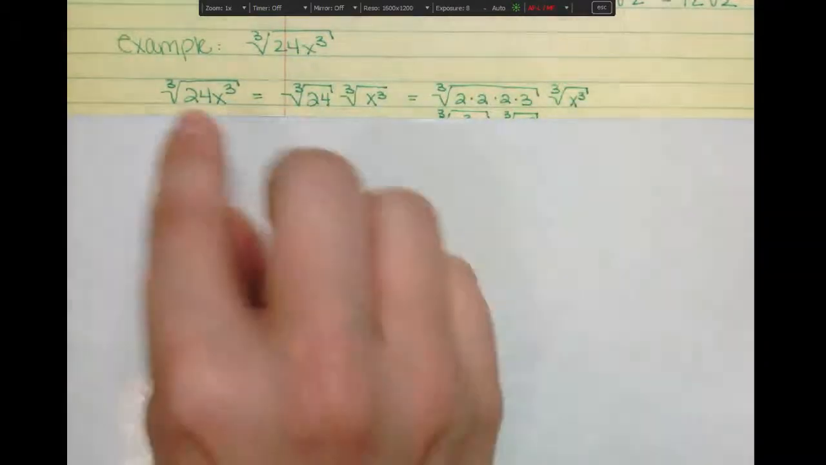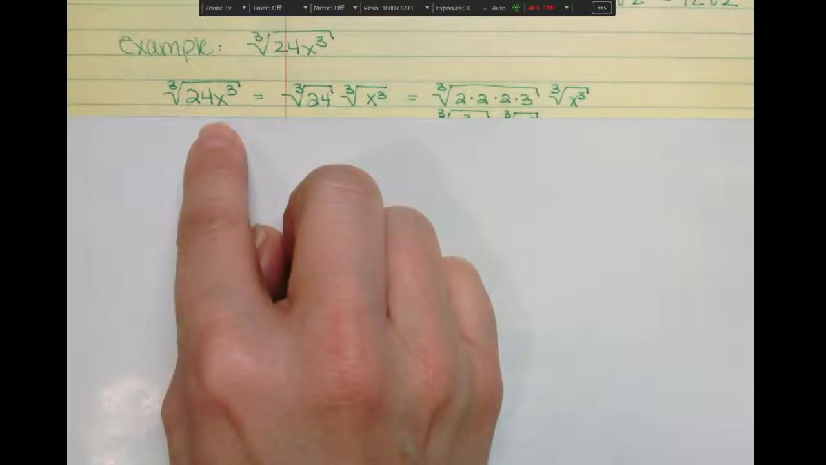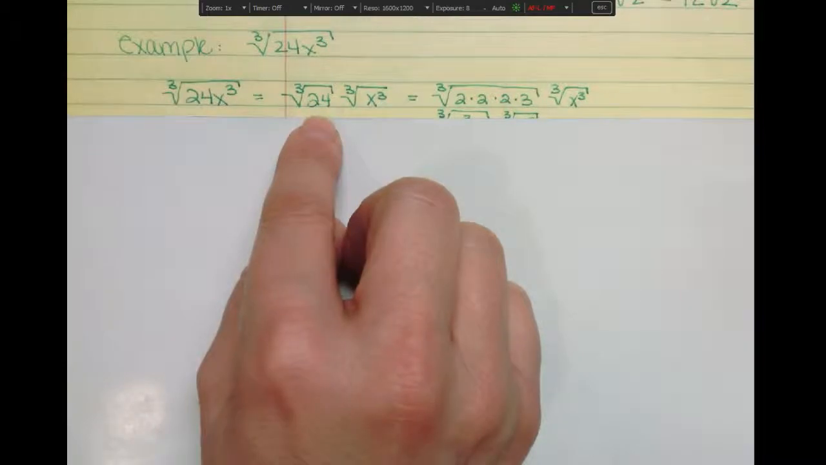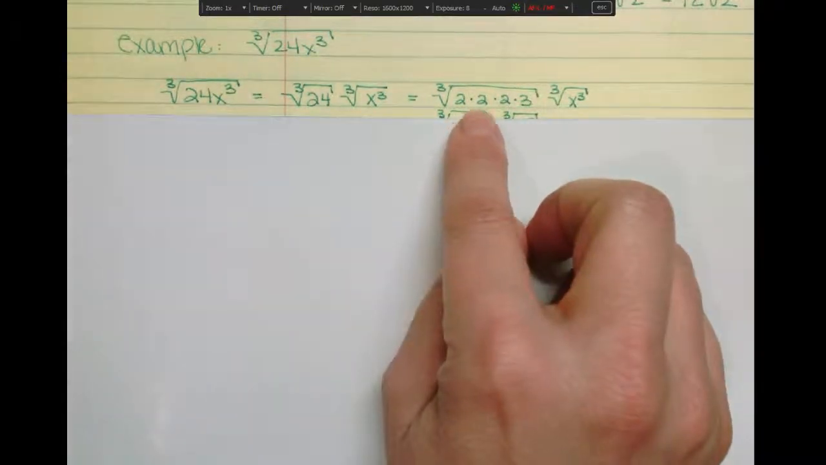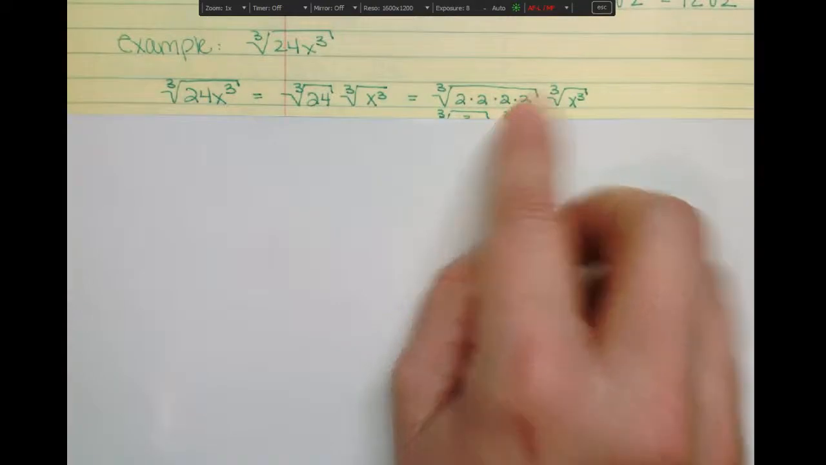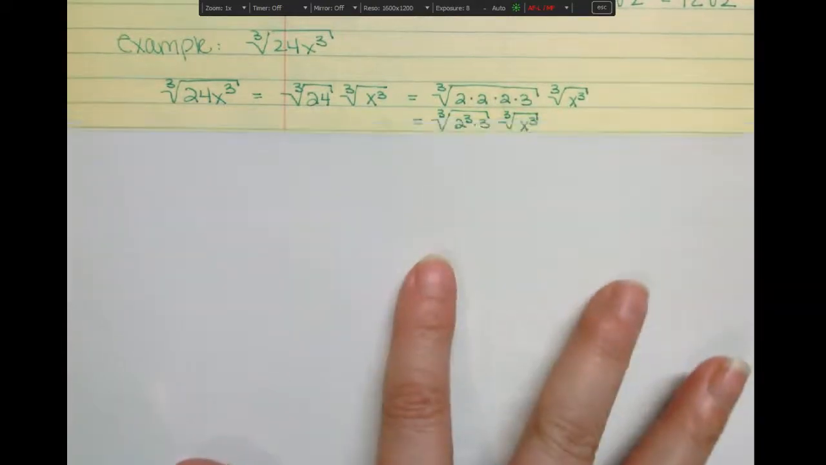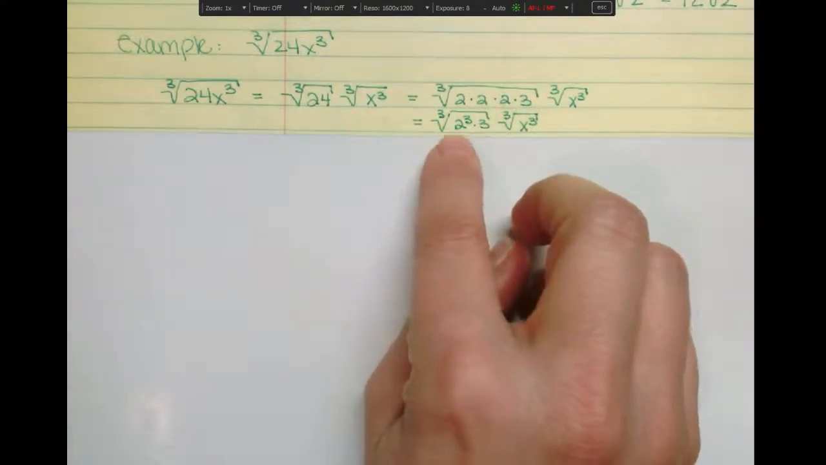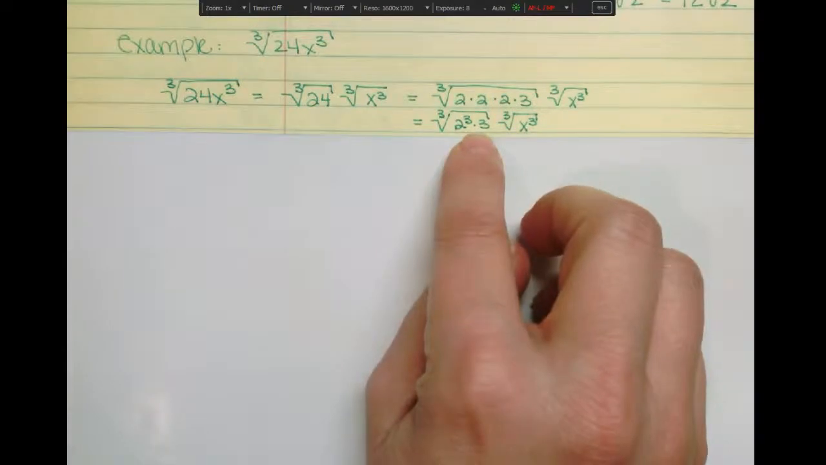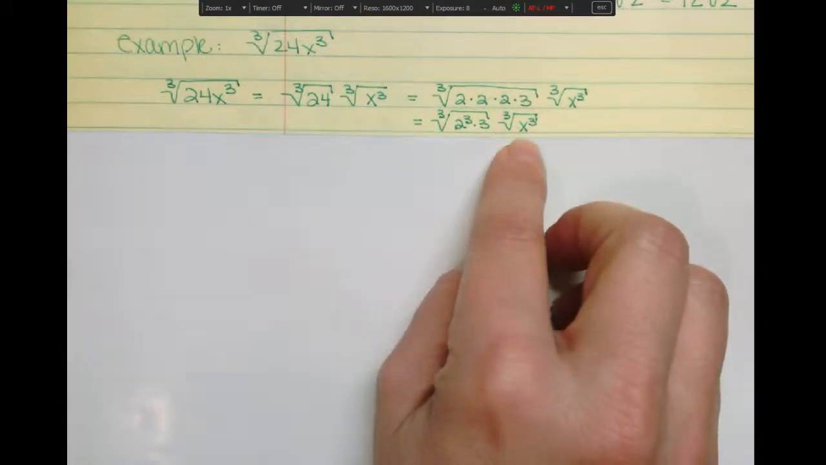We're going to break this apart, but you may need to prime factorize numbers, so do remember your prime factorization rules. So the cube root of 24x cubed, we can break apart into the cube root of 24 times the cube root of x cubed. 24 breaks down into 2 times 2 times 2 times 3. And the x cubed is just sitting out there for a minute. But I have three 2's, so that is the cube root of 2 cubed times 3 times the cube root of x cubed.